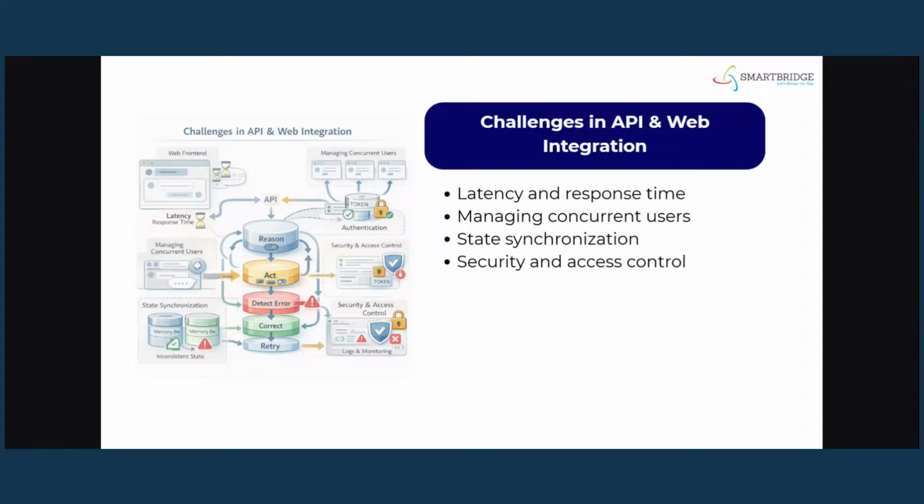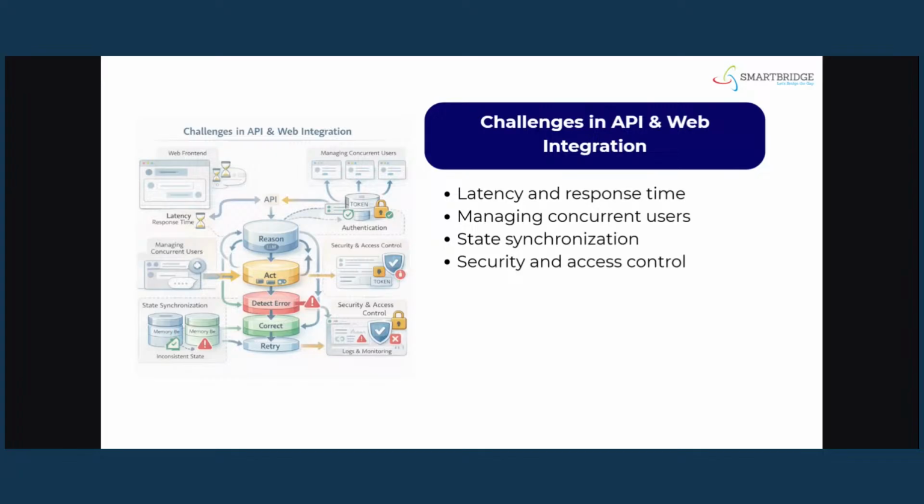State synchronization can be complex, especially in distributed systems where different components run in different places. Security and access control are also critical. AI systems often deal with sensitive data, and APIs must ensure that only authorized users can access certain features. These challenges are not theoretical, they appear in very real world AI systems. Addressing them requires careful design, testing, and monitoring.